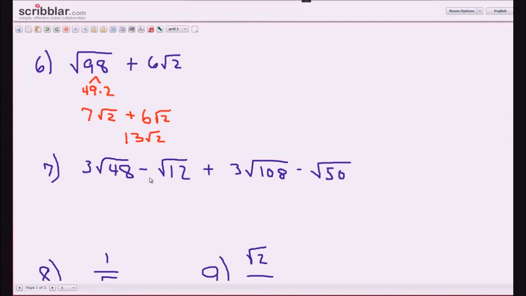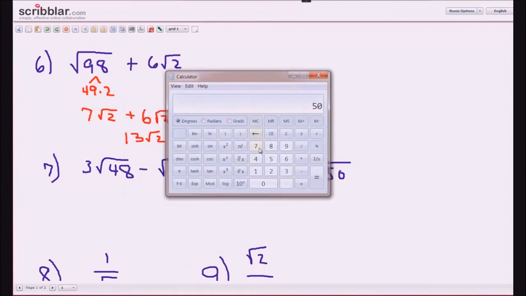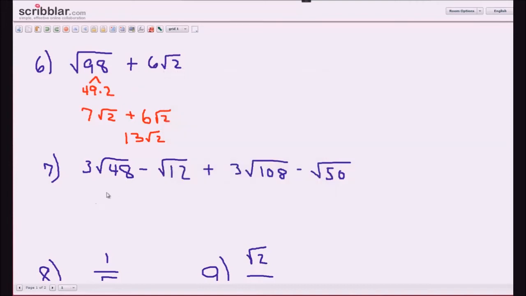So for this problem, we have the 48. What's the biggest factor that goes into 48 that's a perfect square? Well, let's think about it. 4 goes into it, and 16 might go into it. Well, let's take a look. 48 divided by 16. Bingo, there it is. So 48 breaks up into 16 times 3. 12, well, that breaks up into 4 times 3.